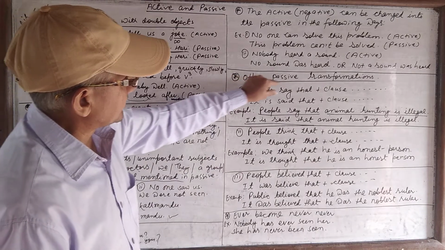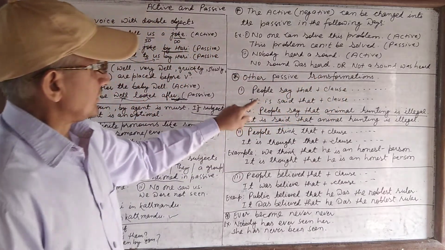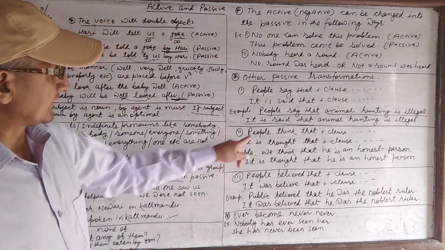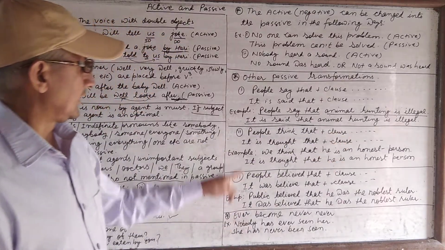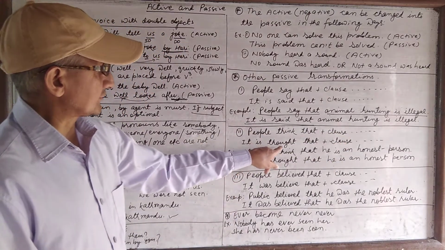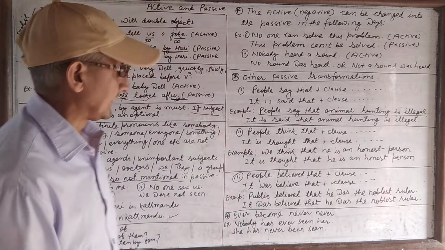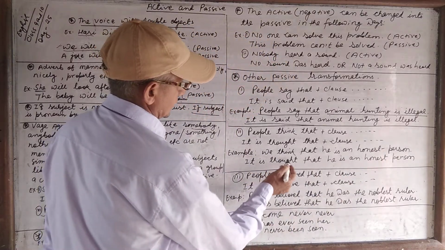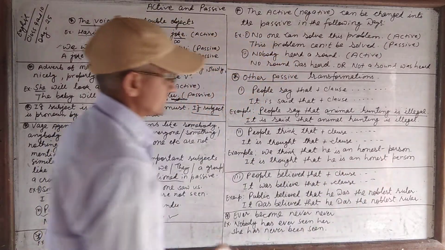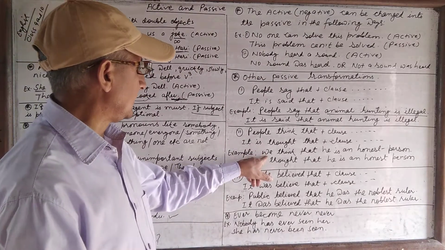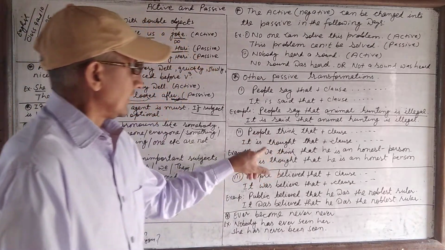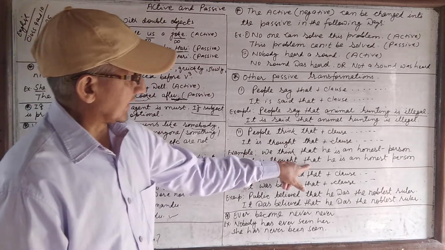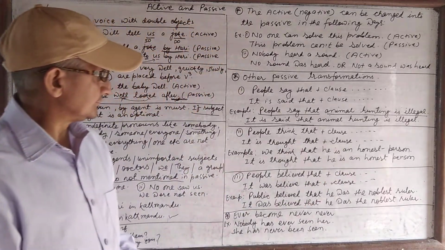If the sentence is people say that plus clause, we change into passive: it is said that plus clause. Next, people think that plus clause, and we change such sentences into it is thought that plus clause. Example, we think that he is an honest person. It is thought that he is an honest person. If there is people or we, we change into passive in this way. It is thought that he is an honest person.